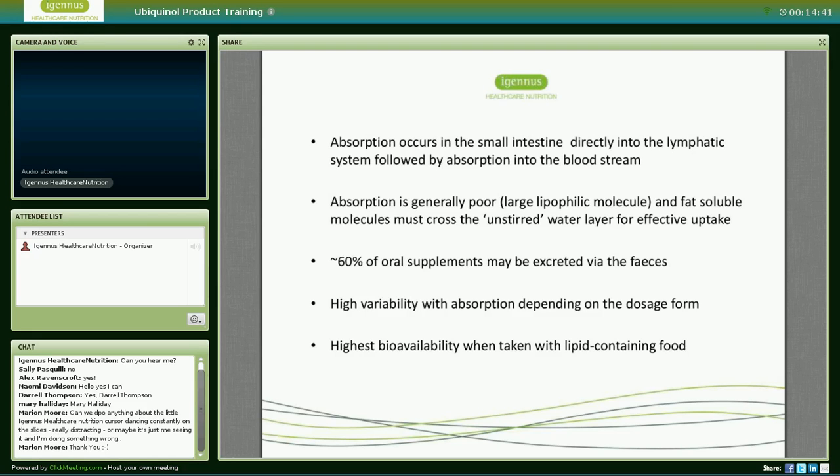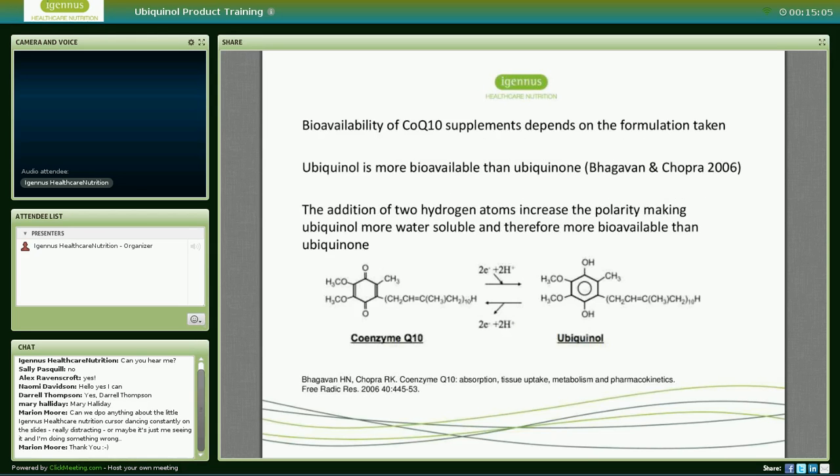They have to cross this water layer for effective uptake. Because the bioavailability is quite poor, around 60% of some supplements can actually be excreted directly in the feces. And so there's a high variability with absorption, and this depends entirely on the dosage form itself. We do know, however, that bioavailability can be increased if you're taking it with fat-containing foods. So the bioavailability depends on the formulation taken.